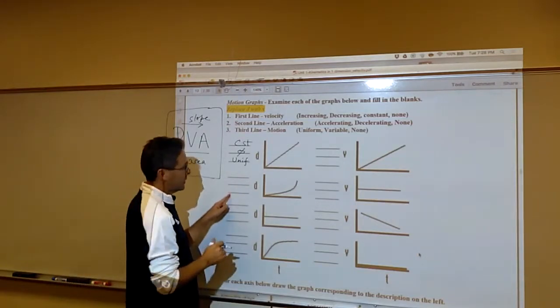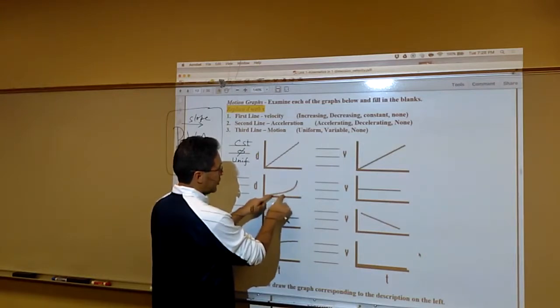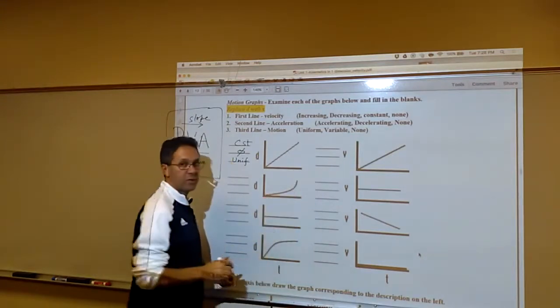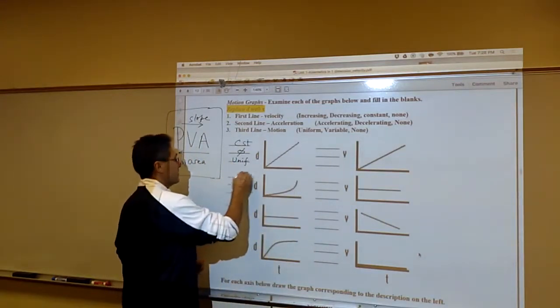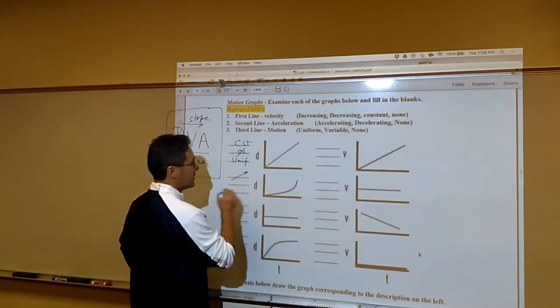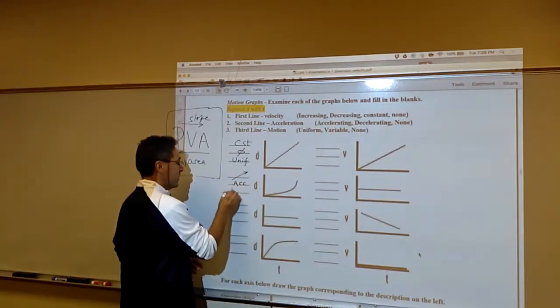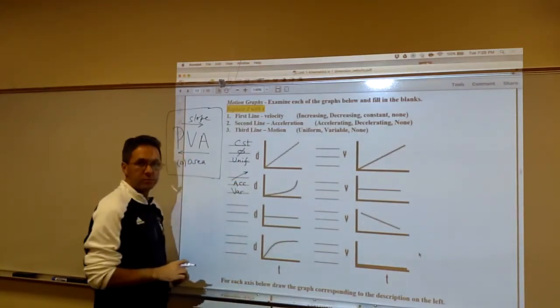If I'm looking down here, it looks like as time passes, this curve is getting steeper and steeper, which means my velocity is increasing. And if the velocity is increasing, I'm accelerating. And if I'm accelerating, I'm dealing with a variable motion.